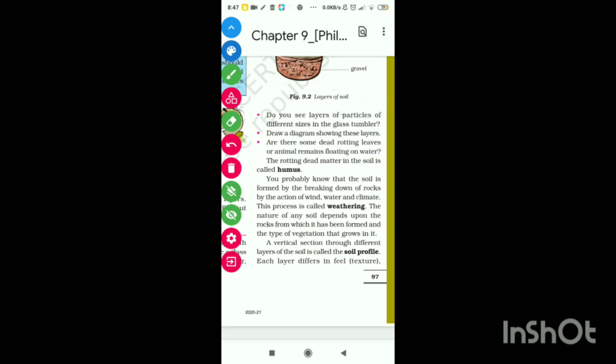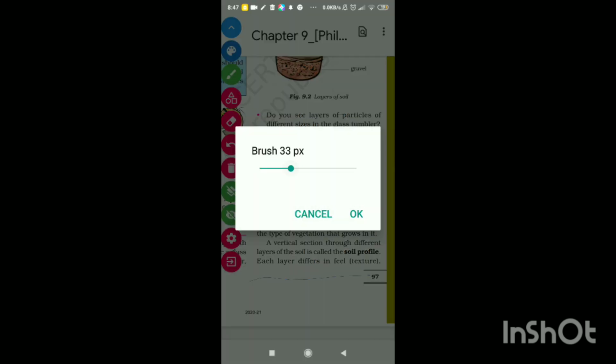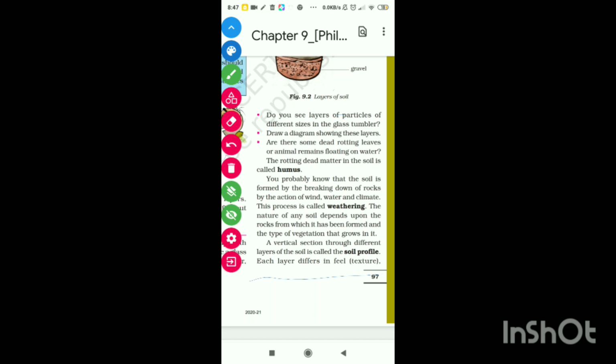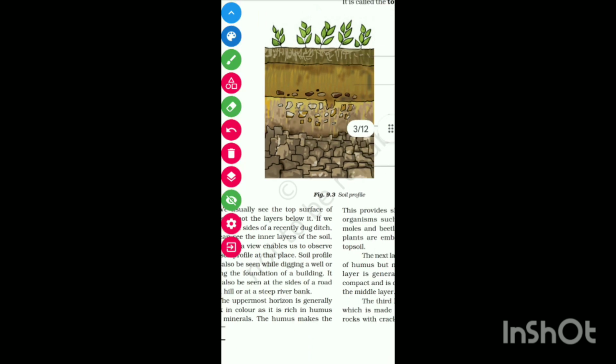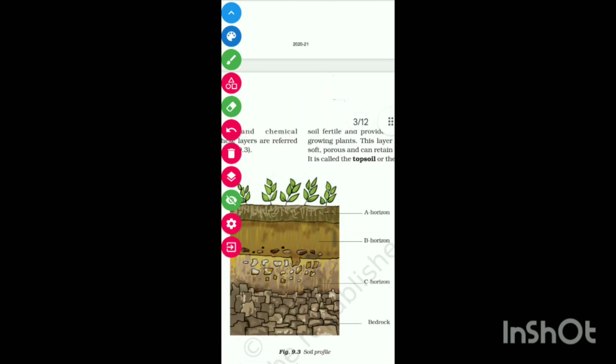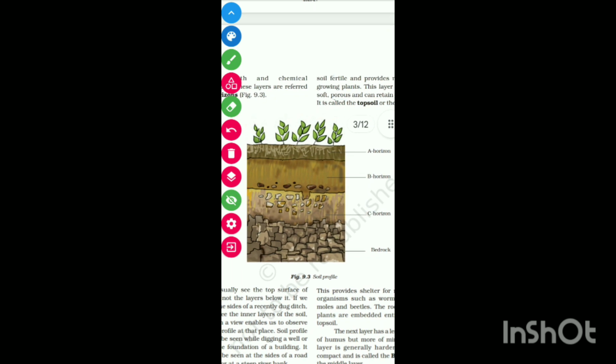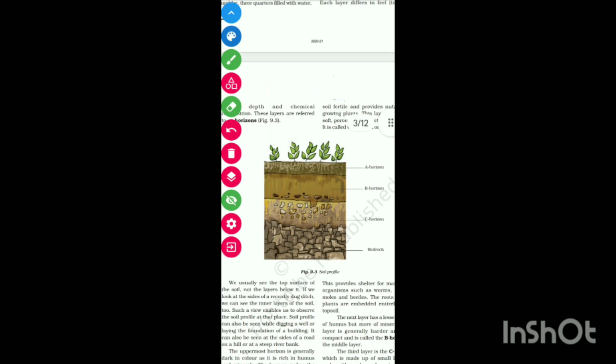Now we will get to know about the soil profile. So what is soil profile? A vertical section through different layers of soil is called soil profile. Each layer has different feel or texture, color, depth, and chemical composition. These layers are referred to as horizons. Then you can see figure 9.3, which is about the soil profile.